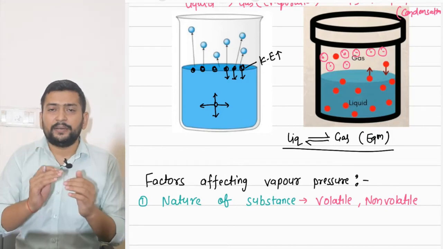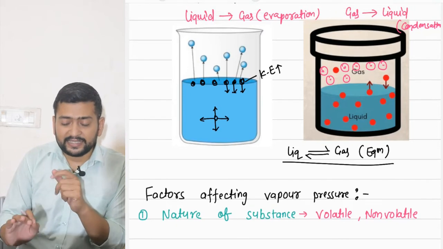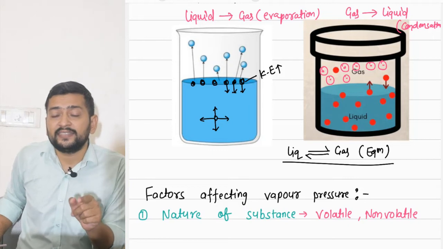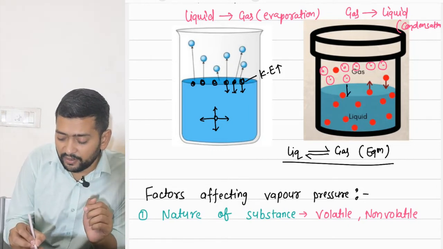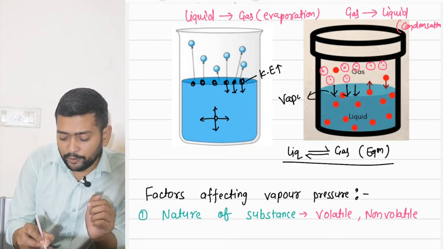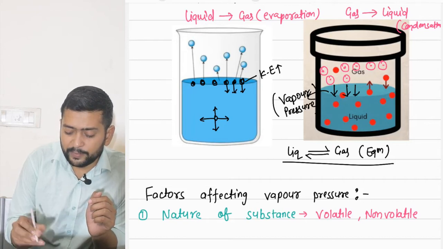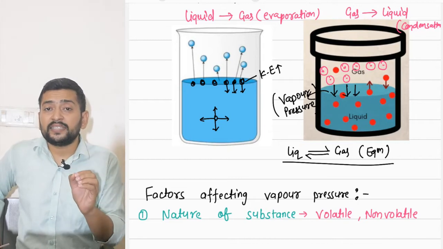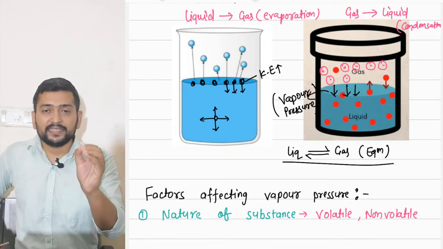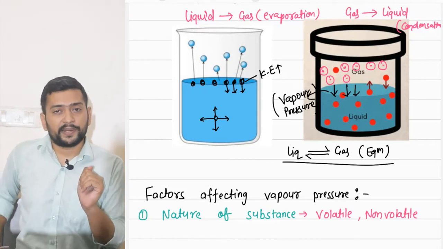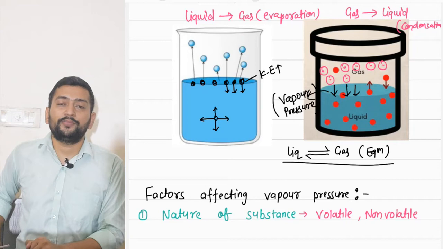When equilibrium is established between these two processes, at that particular point, whatever pressure is exerted by the gaseous molecules on the surface of the liquid is called vapor pressure. I hope this is clear to you. So what is vapor pressure? At equilibrium, the pressure exerted by the gaseous molecules on the surface of the liquid is called vapor pressure. I hope this term is clear to you, my dear students.